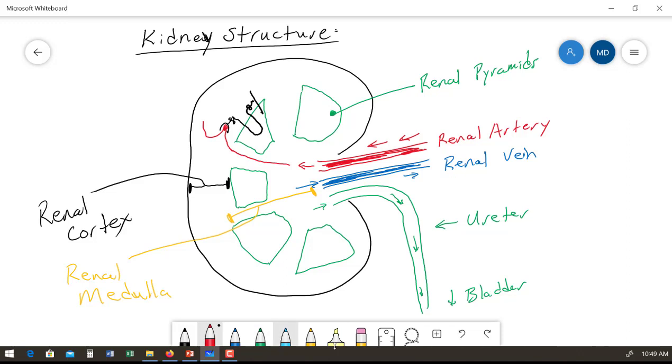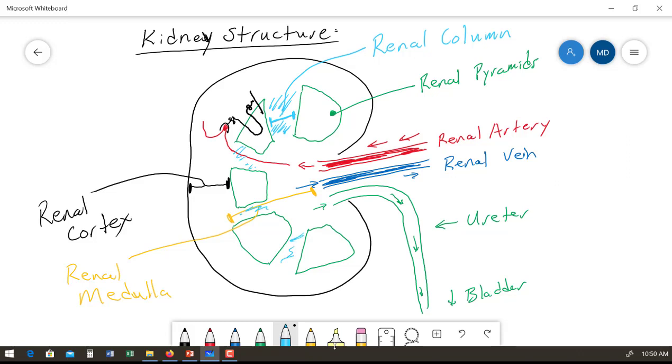Now, one other thing I will mention here is that this vessel runs through this space here. This space between the renal pyramids, and all the spaces, so I'm just showing you one here, is called a renal column. Basically the renal column is all of this space between the renal pyramids. So this is a renal column. And of course every space between these, so this would also be a renal column over here, as is this one, as is this one, right?